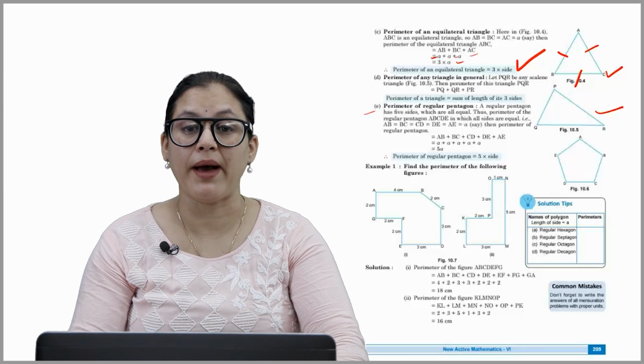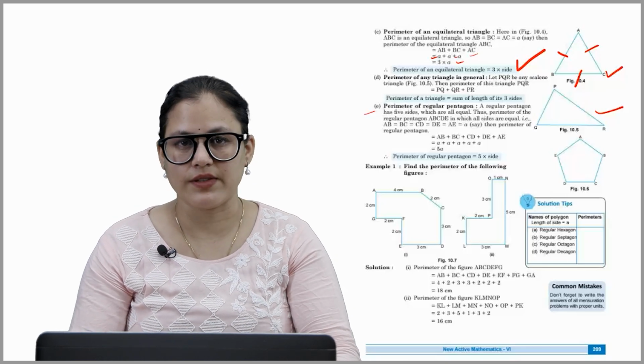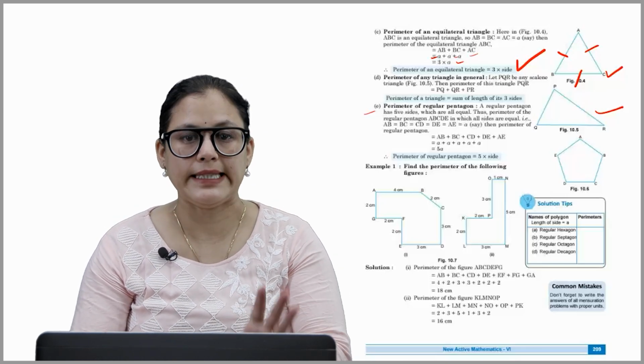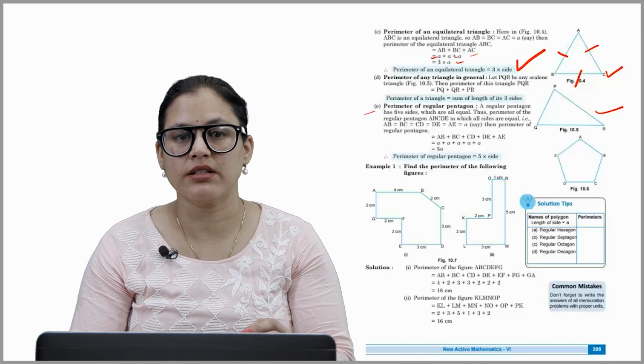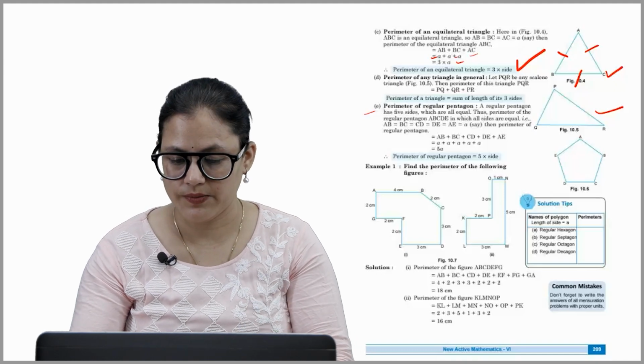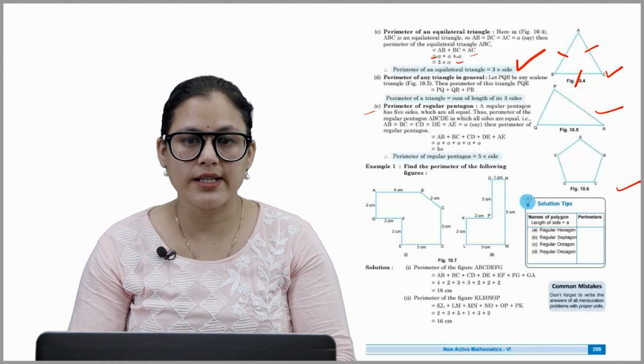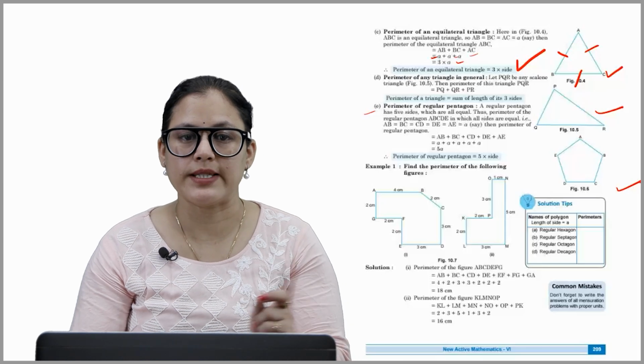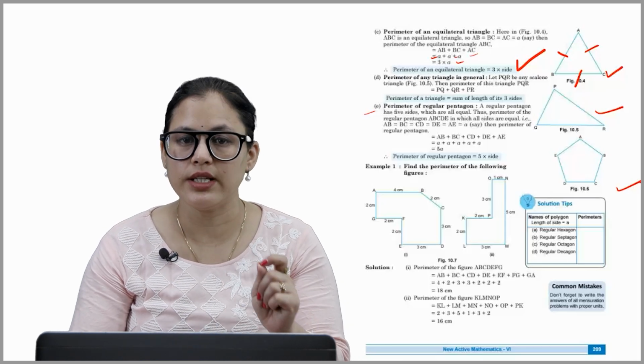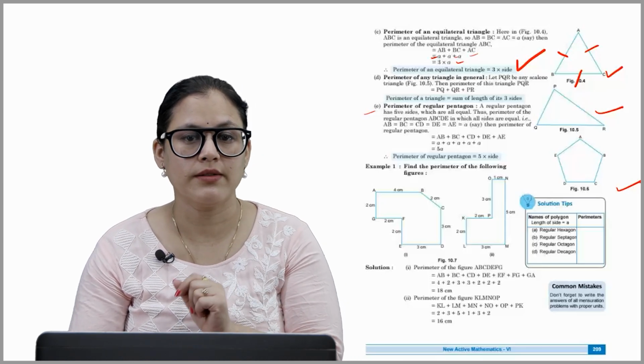Perimeter of a regular pentagon. A regular pentagon has five sides which are all equal. This is the perimeter of the regular pentagon ABCDE, in which all sides are equal, that is AB is equal to BC is equal to CD is equal to DE is equal to AE.